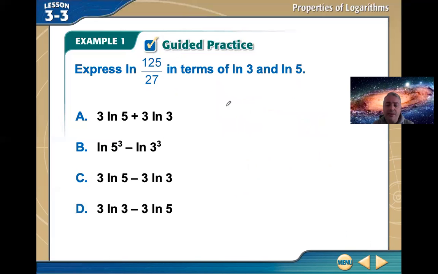Now, let me ask you something else. ln 81 divided by 25. What will it be if this is x, if this is y? Can you solve this? ln 81 over 25 in terms of x and y. 81, 25.